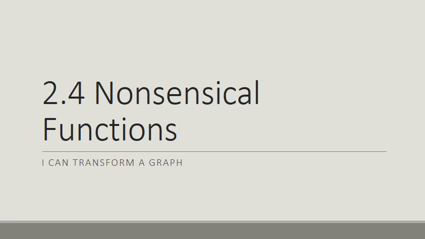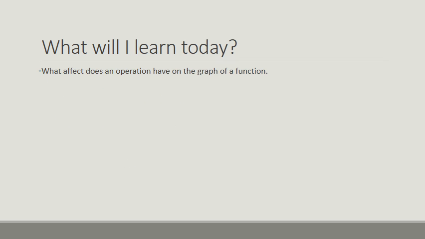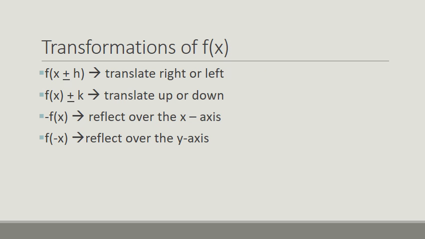Right, so today we're going to talk about nonsensical functions. We're going to learn what effect an operation has on the graph of a function. So our transformations are these, just like we've been doing with absolute value and square root.